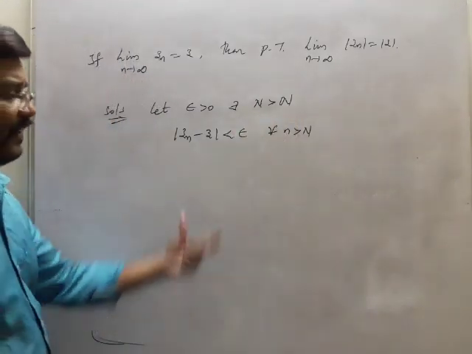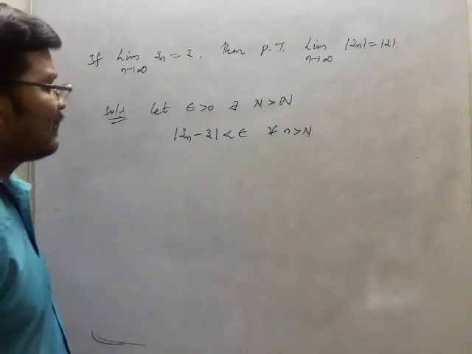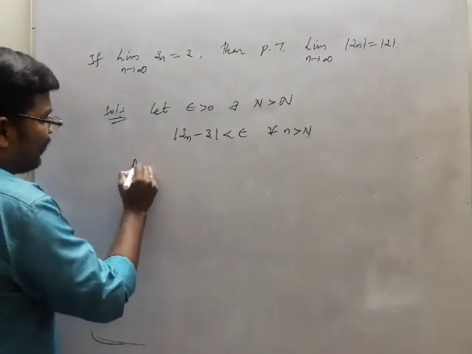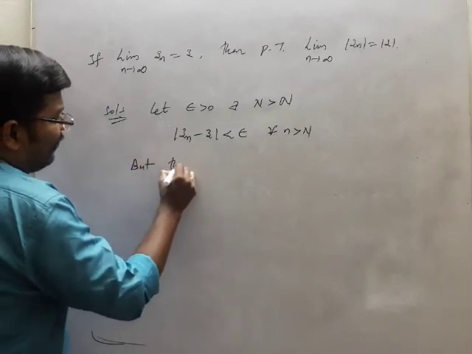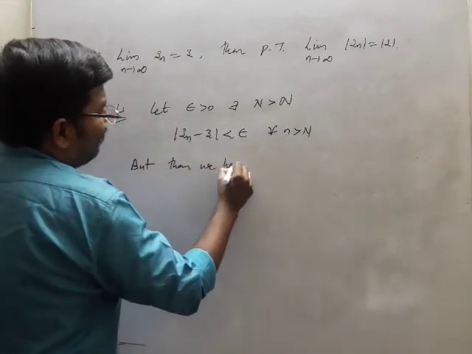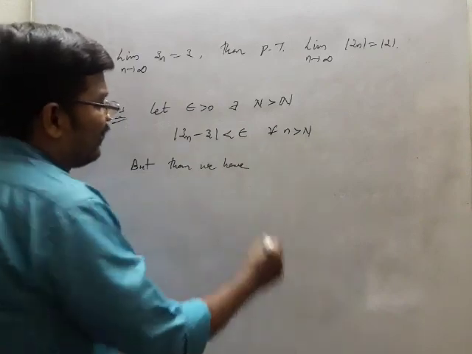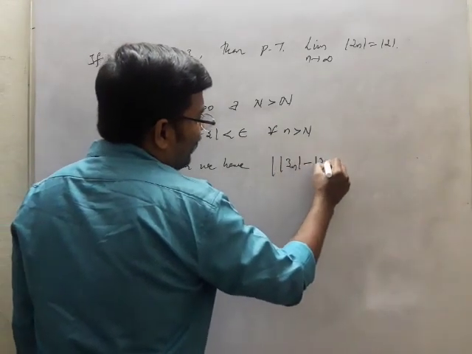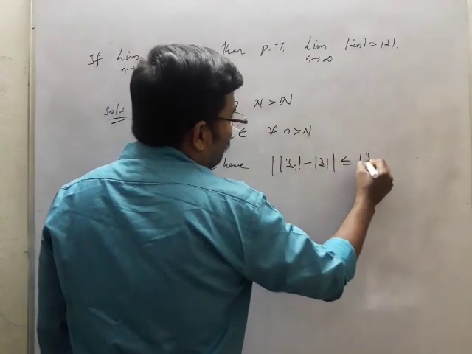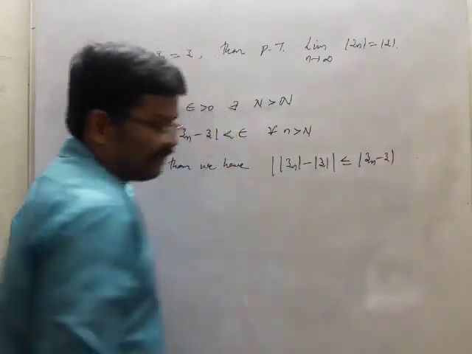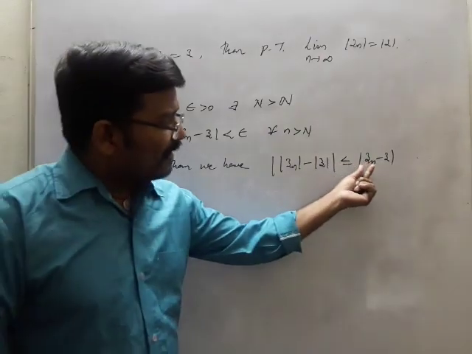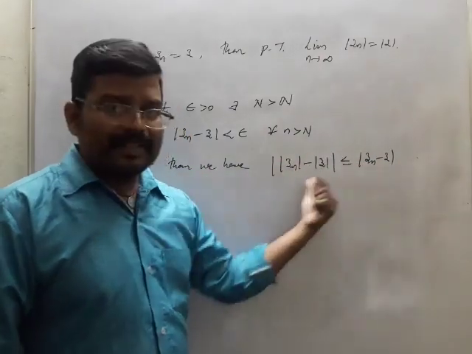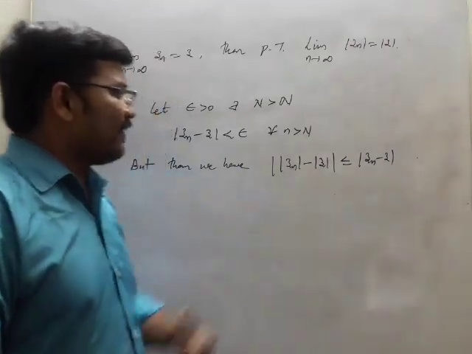This is nothing but a definition, a simple definition, as |zn − z| is less than epsilon. But then what we have is |zn| − |z| is less than or equal to |zn − z|. Means this |zn − z| is greater than or equal to this. So that becomes nothing but less than. Now, I am writing in the form like this.